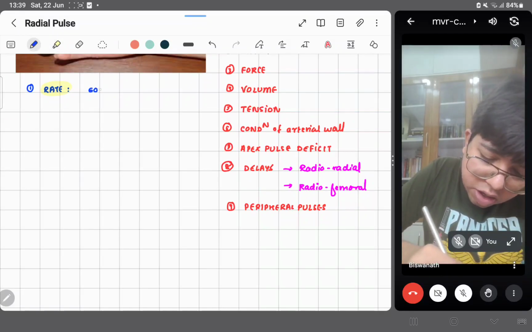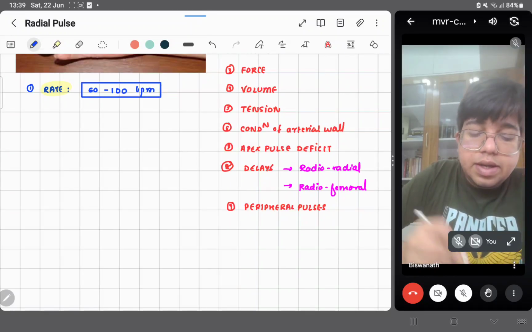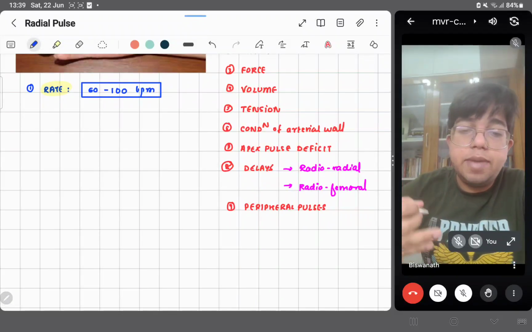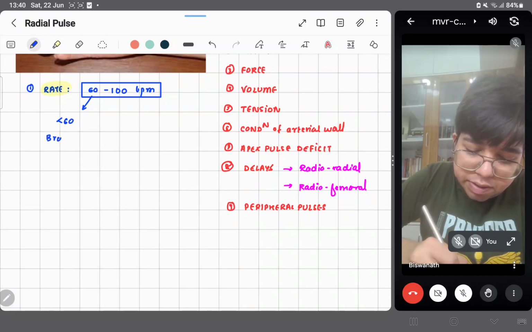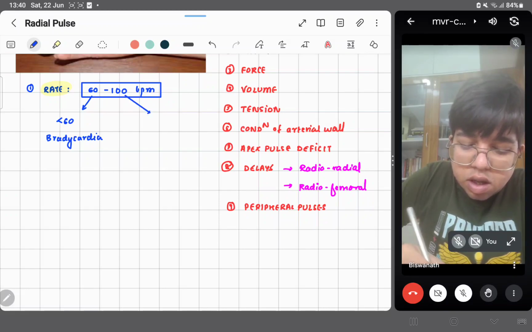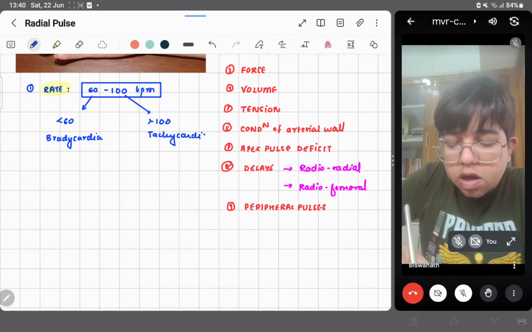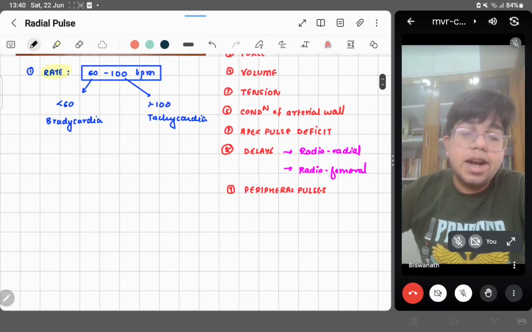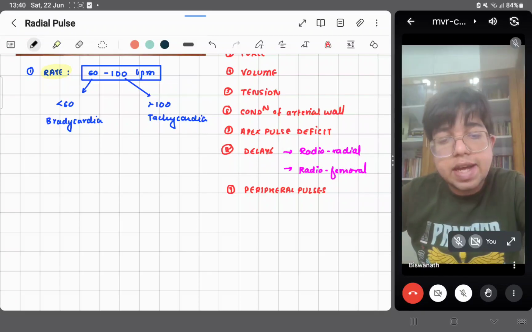Rate, the normal is 60 to 100 beats per minute. If it is less than 60, we call it bradycardia. More than 100 is tachycardia. You're knowing these things, right? Bradycardia may be physiological as well as pathological. Likewise, tachycardia can be physiological as well as pathological.